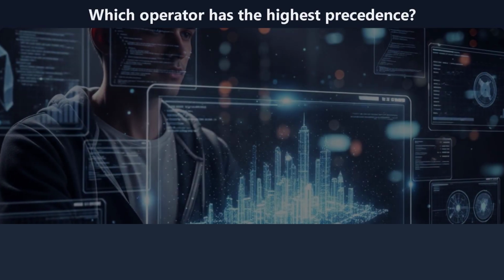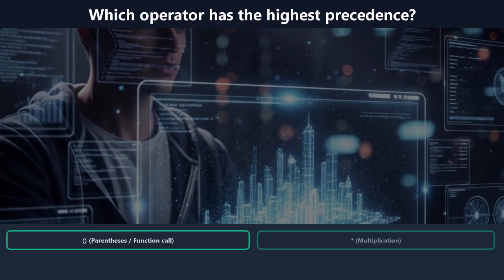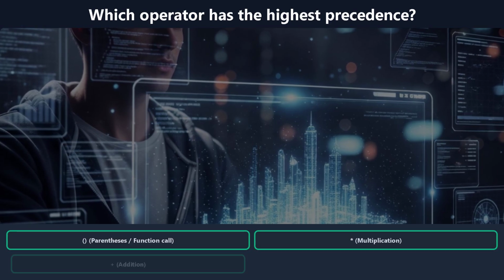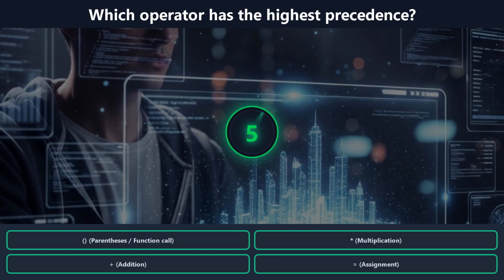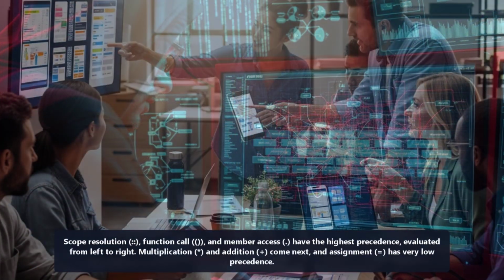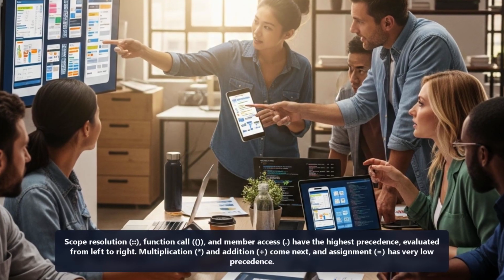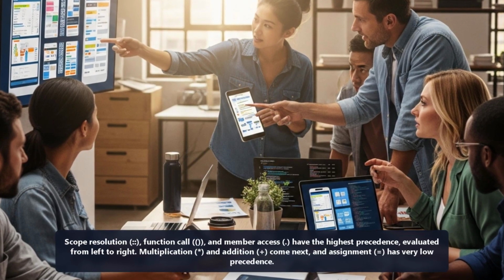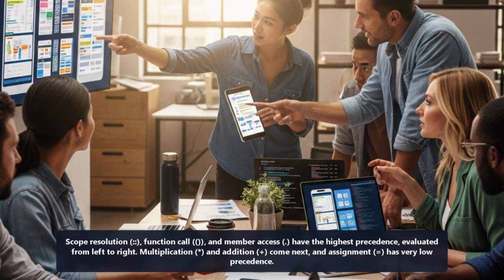Which operator has the highest precedence? Parentheses, function call. Asterisk, multiplication. Plus, addition. Equals, assignment. Parentheses, function call. Scope resolution, function call, and member access have the highest precedence, evaluated from left to right. Multiplication, asterisk, and addition, plus, come next, and assignment, equal sign, has very low precedence.